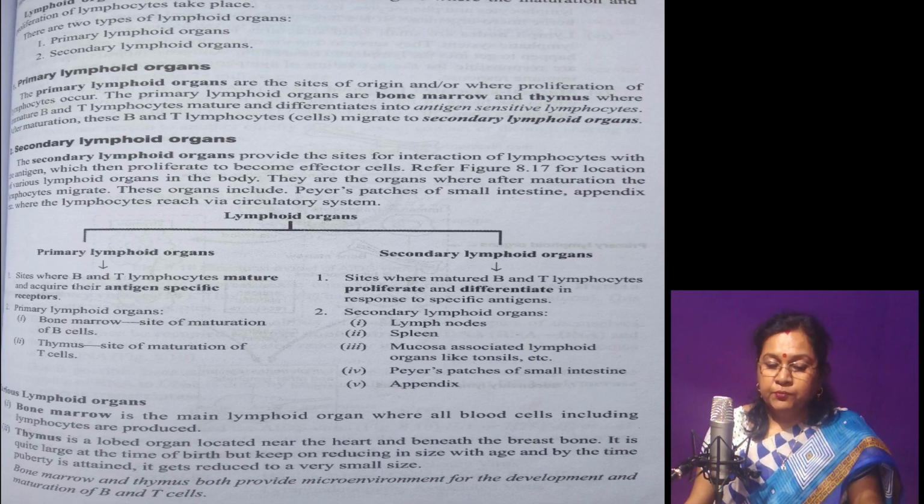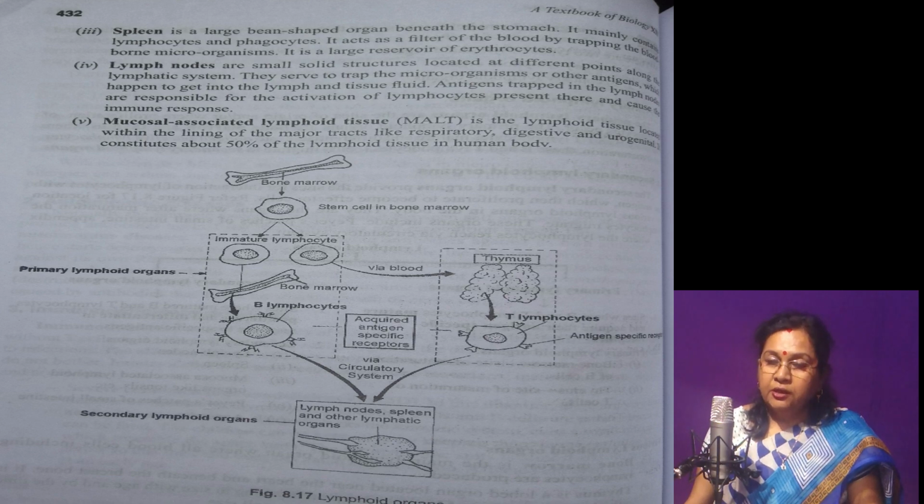The thymus gland is a lobed organ located near the heart and beneath the breastbone, which is active in children, and it provides the microenvironment for the development and maturation of T lymphocyte cells. So these two are the primary lymphoid organs.